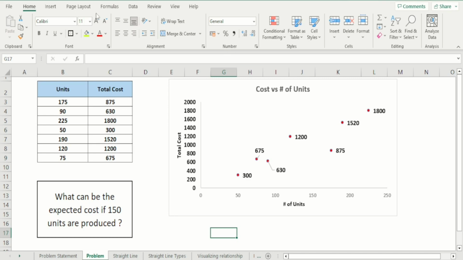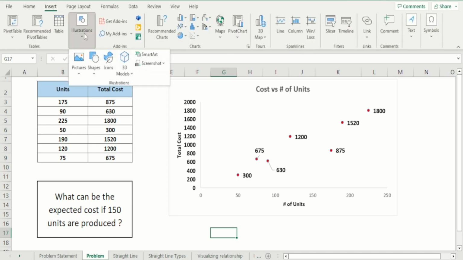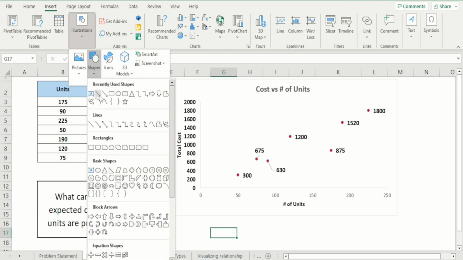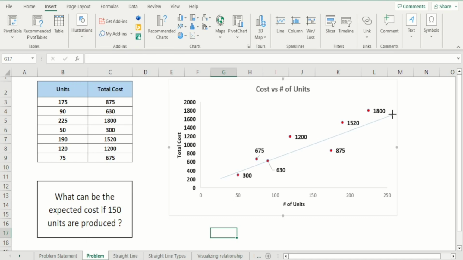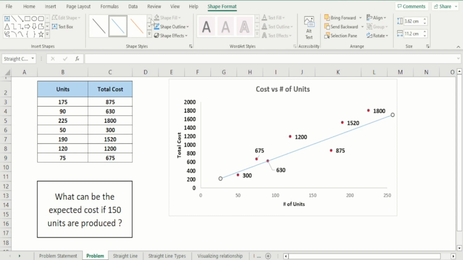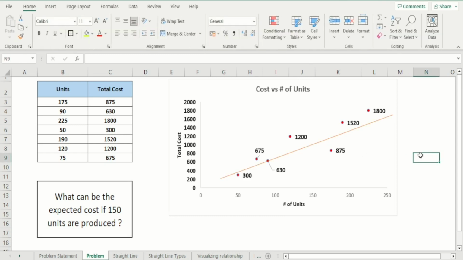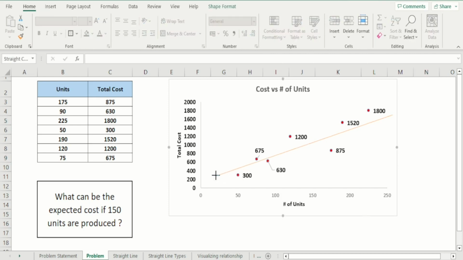So for instance, if we were to attempt to draw a line which is as close as possible to all of these data points, let's say we were to draw this line, we can just quickly change its color. There we are. So this orange colored line that you have here is a line which doesn't intersect all the data points but comes very close to all of them. And yes, it is possible for us to draw multiple different lines which come very close to these data points. But let's say for this example, this is a line which comes very close to the data points.